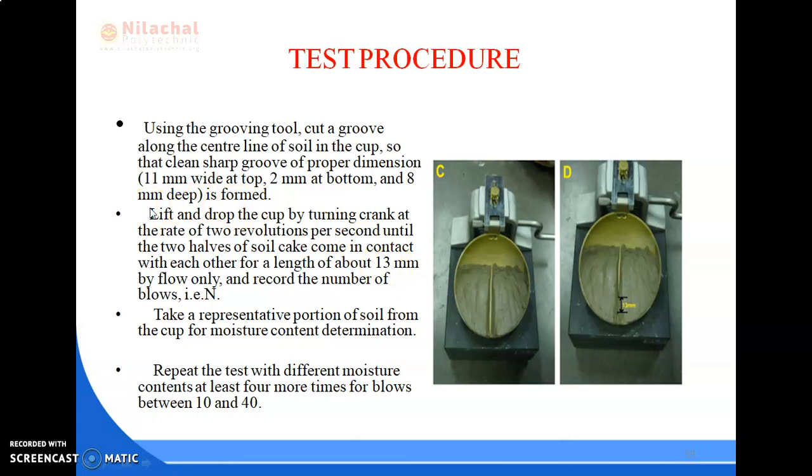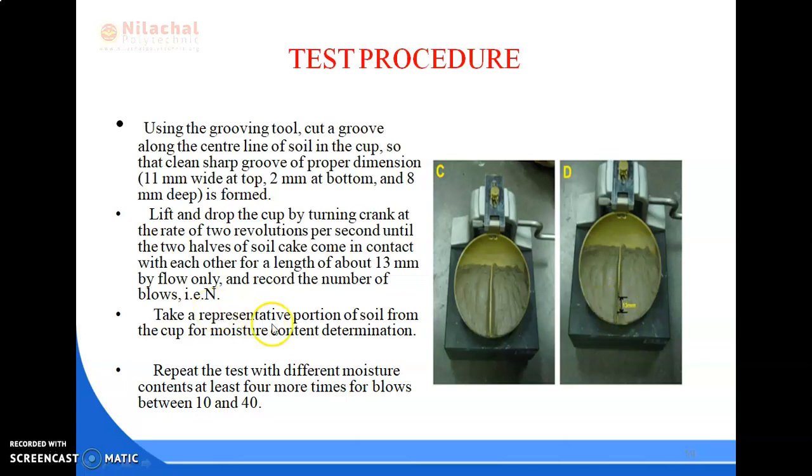Then lift and drop the cup by turning the crank, this handle, at the rate of 2 revolutions per second, until the two halves of the soil cake come in contact with each other for a length of about 13 mm by flow only, and record the number of blows, that is N. We have to record in how many revolutions the soil mixes up, like this in figure D. Initial, this is figure C. After cutting it, there is a plain cutting which is shown clearly here, and after rotation the cake or pieces of the soil mix here.